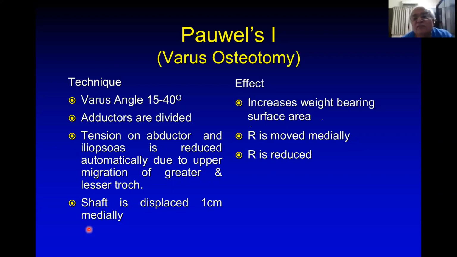What are the effects? Increase in the weight bearing surface area. R is moved medially. R was lateral, but because the shaft has come medially, what has happened now? The body lever arm has reduced and the abductor lever arm has increased. That's why the resultant force has reduced. Clear? Yes, sir. I will show you, which is more important.